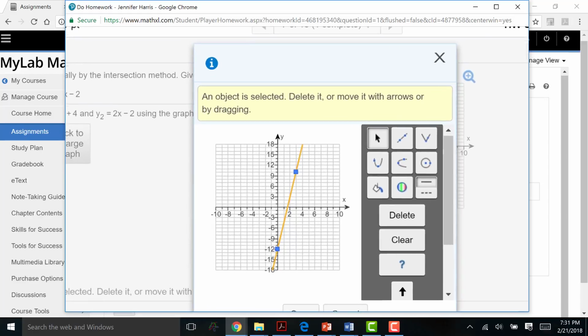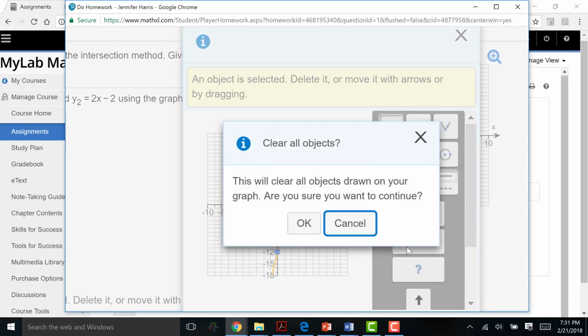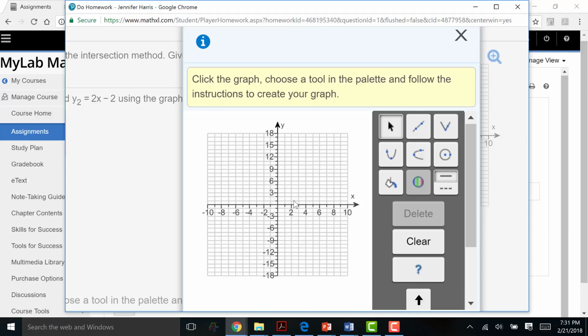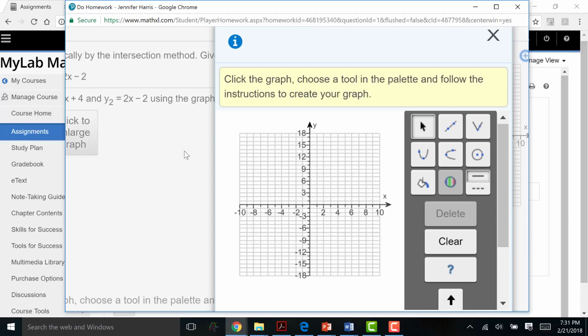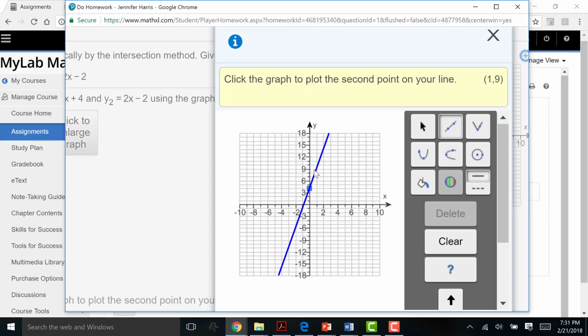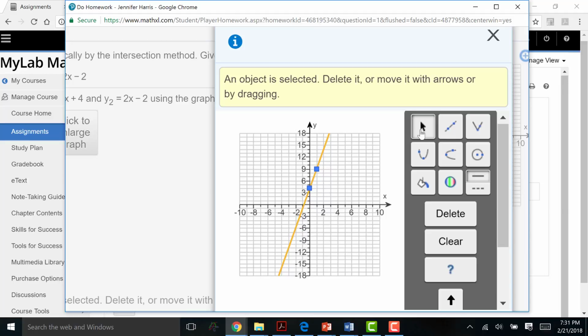Let me make this a little bit bigger, and I'm going to clear it because it's going to think I wanted to write that, and I didn't. All right, so that was 5x plus 4. Clicking on here, put a point on 4. How do I know it's on 4? Look in the yellow box. It should say (0,4). Click it, and then go where? Up 5. So I'm going to count 5 up: 1, 2, 3, 4, 5. And then over 1. Right there. Click it. There's your first line.